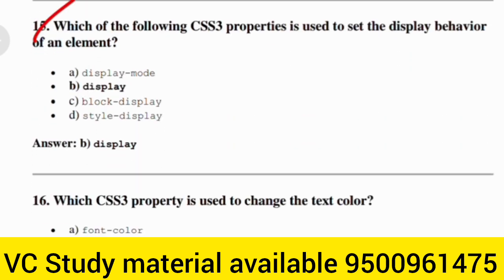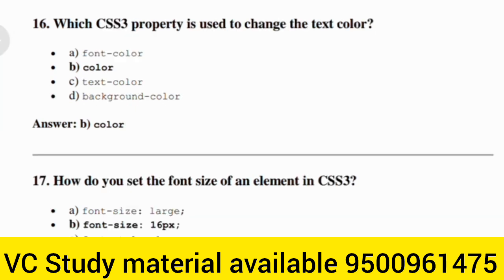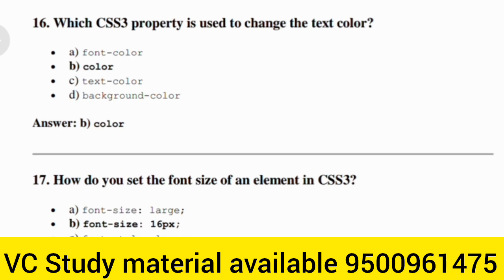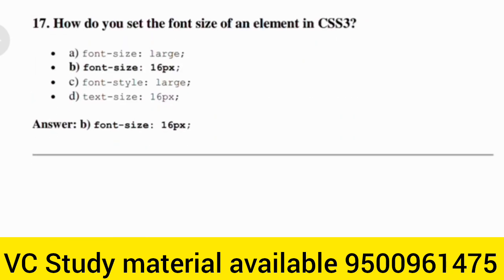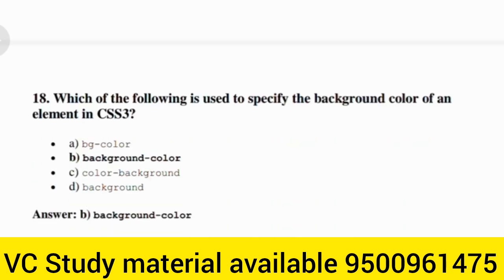Which of the following CSS3 properties is used to set the display behavior of an element? Display. Which CSS3 property is used to change the text color? Color. How do you set the font size of an element in CSS3? Font size 16px.